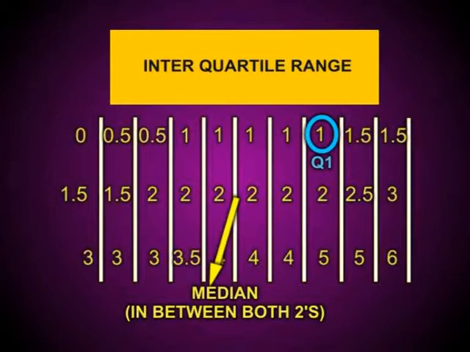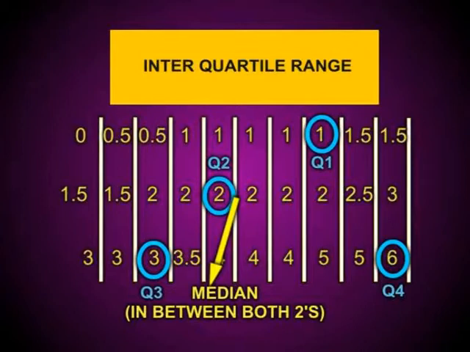Quartile 2 goes from 1 up till the median, which is 2. Quartile 3 will run from the median of 2 till 3. That is the range of quartile 3. And lastly, from 3 up till 6 is my range for quartile 4. The range that I'm speaking of is called the interquartile range.